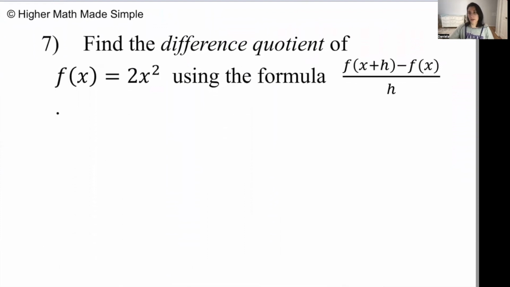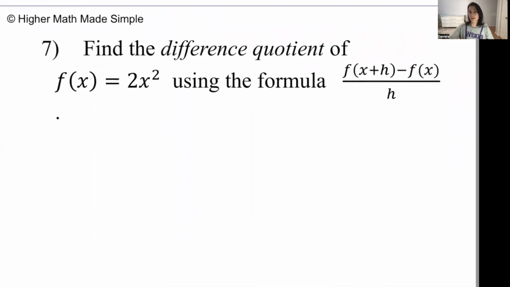So now it's time to find the difference quotient. This is extremely important for calc when you're going to have to find limits. You're going to have to know how to do this. So the difference quotient formula has 3 or 4 separate pieces that you have to know.